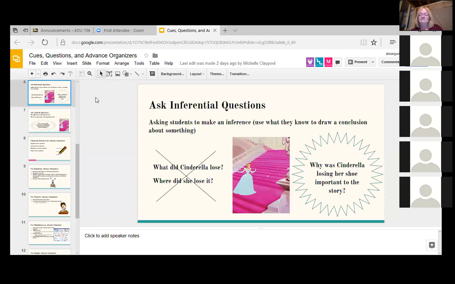They're just going to blurt out the answer and wait for the next question. So asking a deeper question that's going to first have them think really deeply, and then they're going to give an extended response would be like asking, why was Cinderella losing her shoe important to the story? Then they're really thinking about the whole, and it takes them a while to think of their answer because they're kind of growing their brain, is what I tell my students. They're not just shooting out a fact.